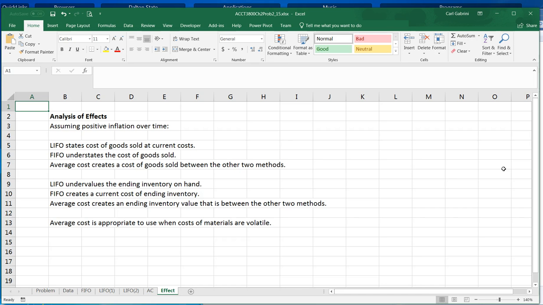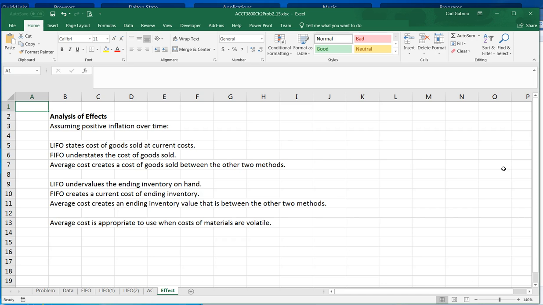LIFO, on the other hand, undervalues the ending inventory because it produces a lower ending inventory number. Because they're matching current costs to current revenues, what's left in ending inventory is the costs of the older units that are sitting in inventory. And of course, FIFO creates a current cost of ending inventory. The average cost moderates the difference by coming up with something that's in between. Average cost is appropriate to use when the cost of materials are volatile, constantly changing all the time.